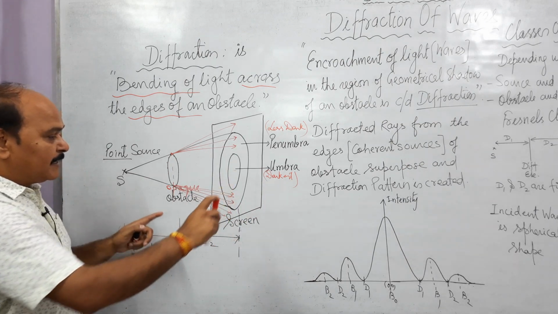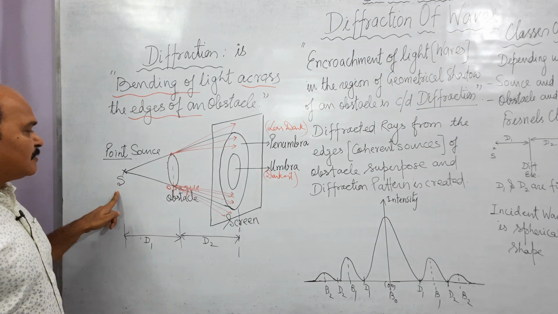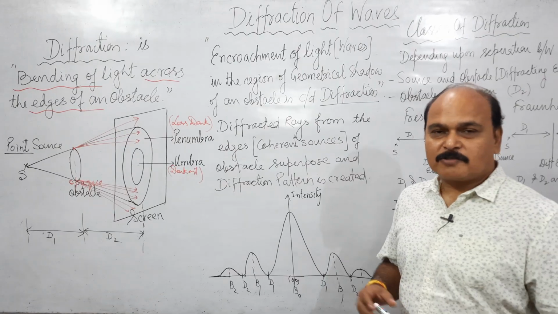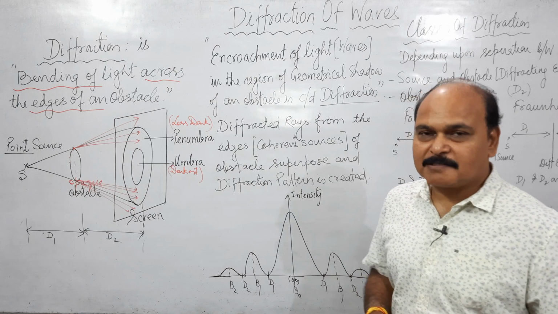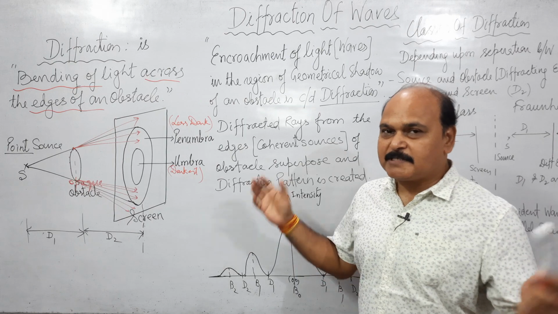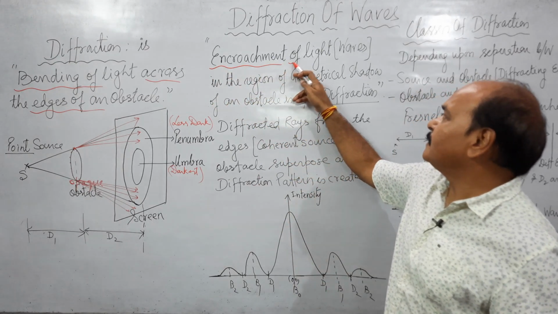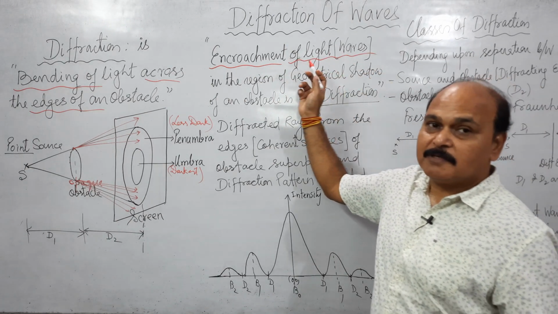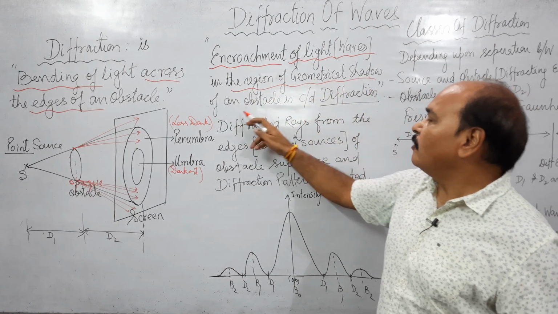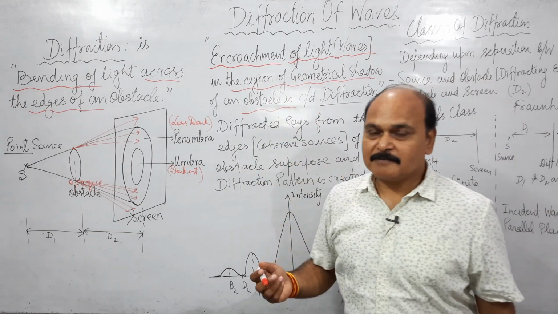So there are 3 elements required for any diffraction experiment. Number 1, source; number 2, obstacle; and number 3, screen. Children, whatever we have studied in our junior classes is going to be restated in some sophisticated language. And what is that? That is encroachment of light, or in general wave. Encroachment of waves in the region of geometrical shadow of an obstacle is called diffraction.